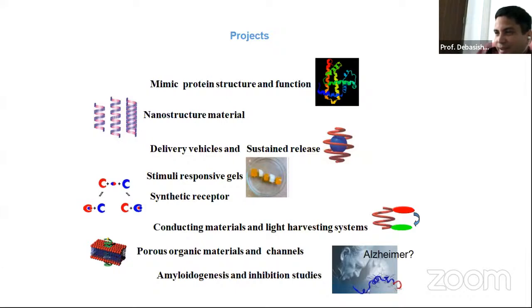That's also a very interesting thing. So the peptide can be used as a light harvesting system. So you can absorb light at a lower frequency, you can emit at a higher one, and like that, or vice versa. And then we are working with porous organic material, where you can develop the porosity in the material, you can develop channels in some materials, and then use them for gas storage or other storage purposes. And we are also working a little bit on amyloidogenesis and its inhibition study. So those are the projects we are dealing with at this moment.